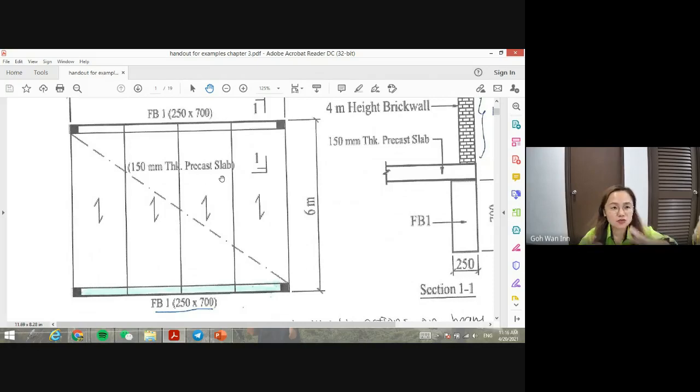When you distribute, one way slab is easy. Half to here, half to here. One side half, one side half, because it's not continuous on 4 edges. It only distributes to 2 edges, the same as this.